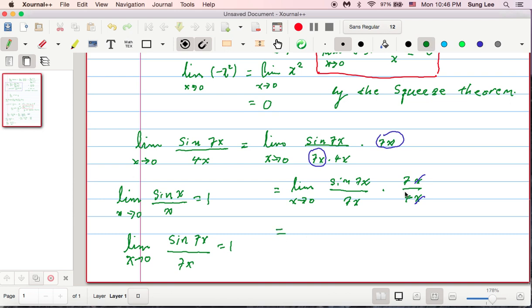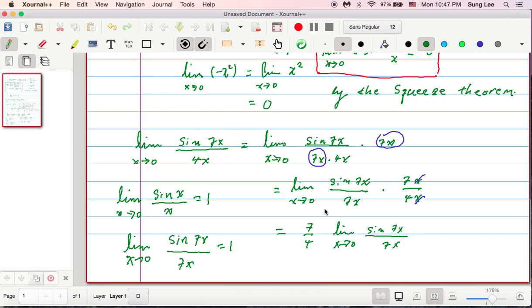So 7 over 4 is a constant. The constant multiple can be brought outside of the limit. Remember that? That's one of the important limit properties. So the constant, we can move it out: 7 over 4 times the limit of sine of 7x over 7x when x approaches 0.